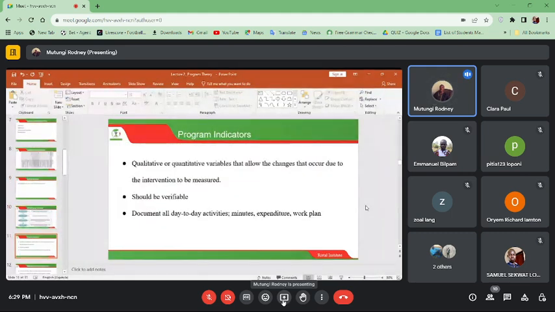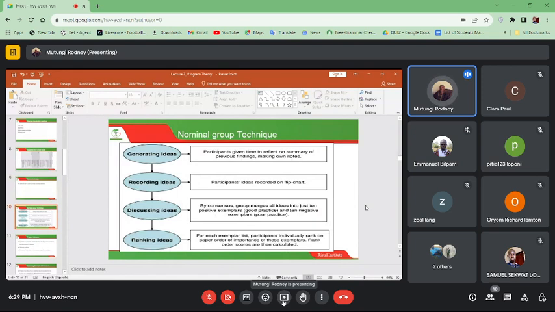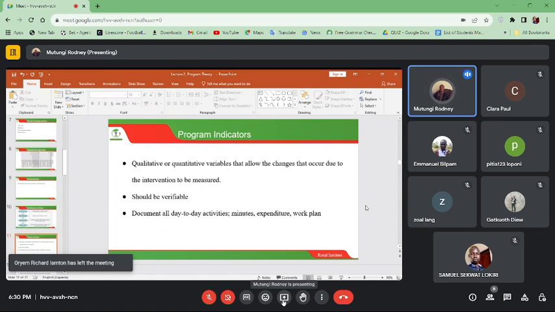Then from that, after we've developed these evaluation questions, we need to also appreciate what program indicators mean, because it's from these program indicators that we are able to measure our progress, that we are able to monitor the progress even before the program ends, that we are able to evaluate at the end of the program or periodically whether the program did well or did not.